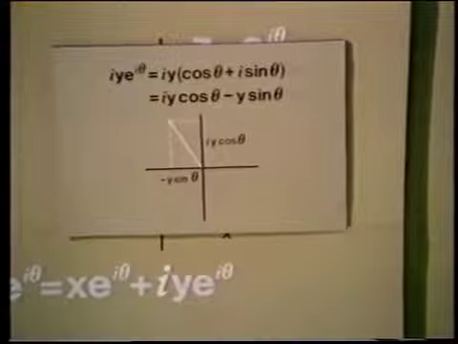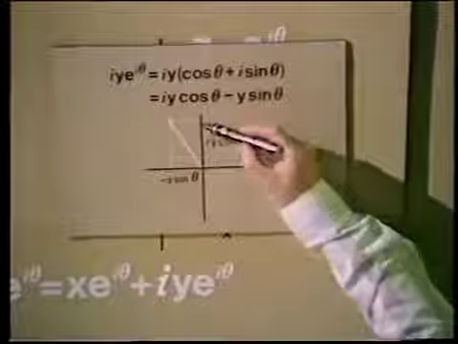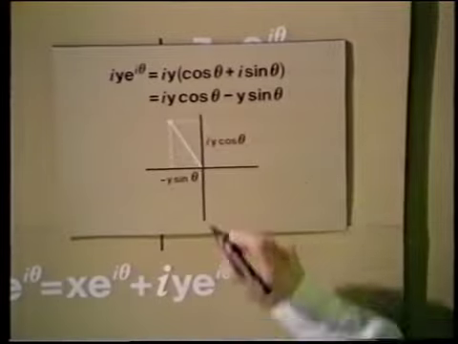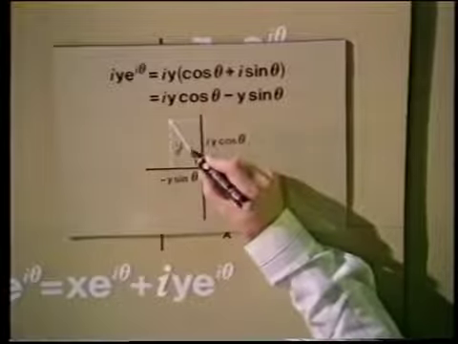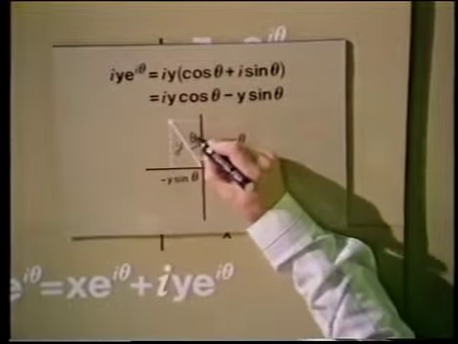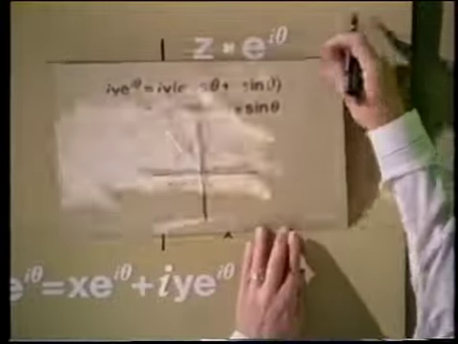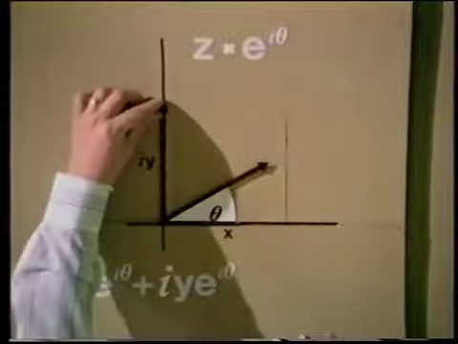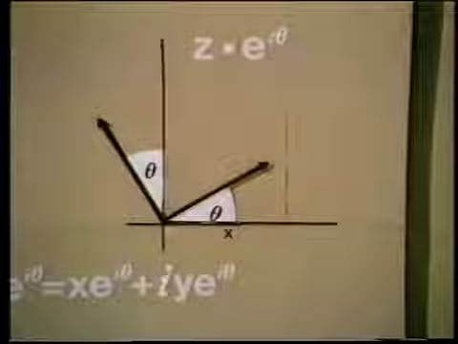OK, let's look at this rectangle. This side has length y sine theta and this one y cos theta. So the diagonal, that's length y. And where's the angle theta this time? Well, it's just the angle to the imaginary axis. OK, let's put that back onto our diagram. iy e to the I theta has got an angle theta with the imaginary axis.